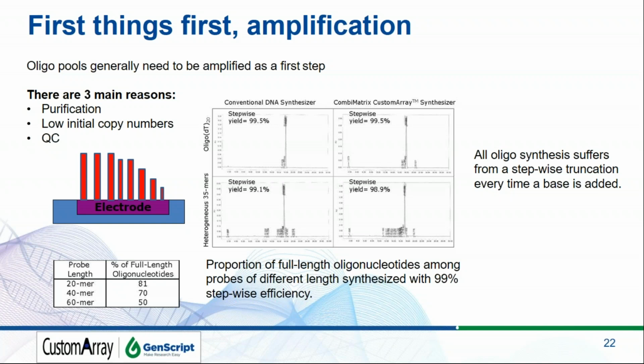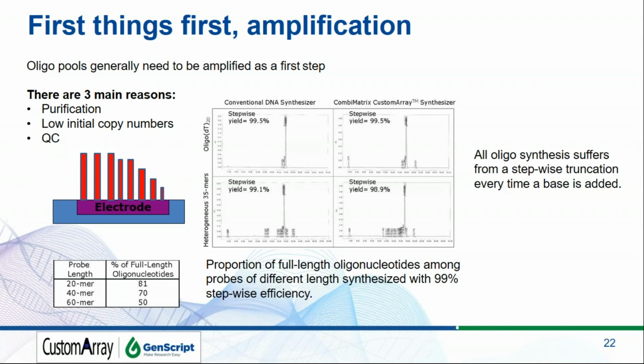But a couple other reasons why people generally will amplify an oligo pool is that there's relatively low copy numbers. I mean, these electrodes are teeny tiny. They're 44 microns or 25 microns. The starting scale of the 12K electrode is only 1 femtomole. So you're not working with a lot of copies there. So PCR does a really good job of amplifying this. It makes your pool stretch much longer compared to just using the pool without amplification.